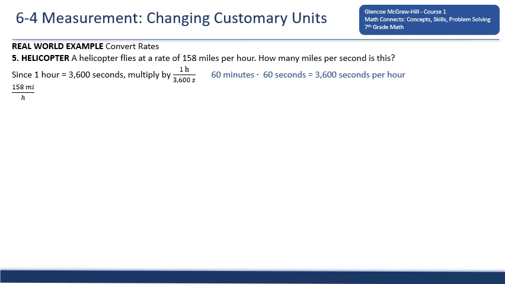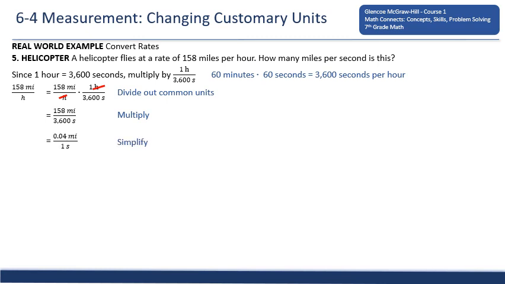We have 158 miles per hour, miles over hour. So we get 158 miles per hour times 1 hour over 3,600 seconds. Divide out common units, so we get rid of the hours. And then we multiply 158 over 3,600. If we simplify that, we get 0.04 miles per 1 second. So a helicopter flies at approximately 0.04 miles per second.